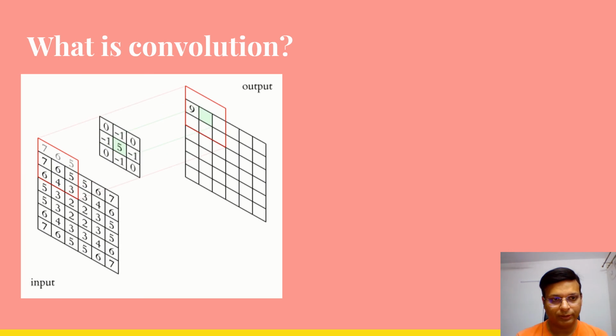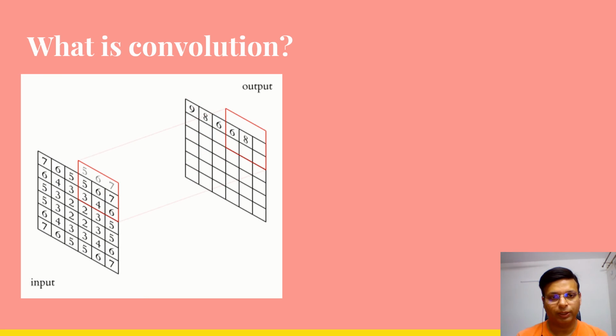For example, in this case, we see that these numbers are getting multiplied and then summed up, and then the sum is represented in the output layer. And then this, as a sliding window, slides across the input image to be able to populate the next layer.